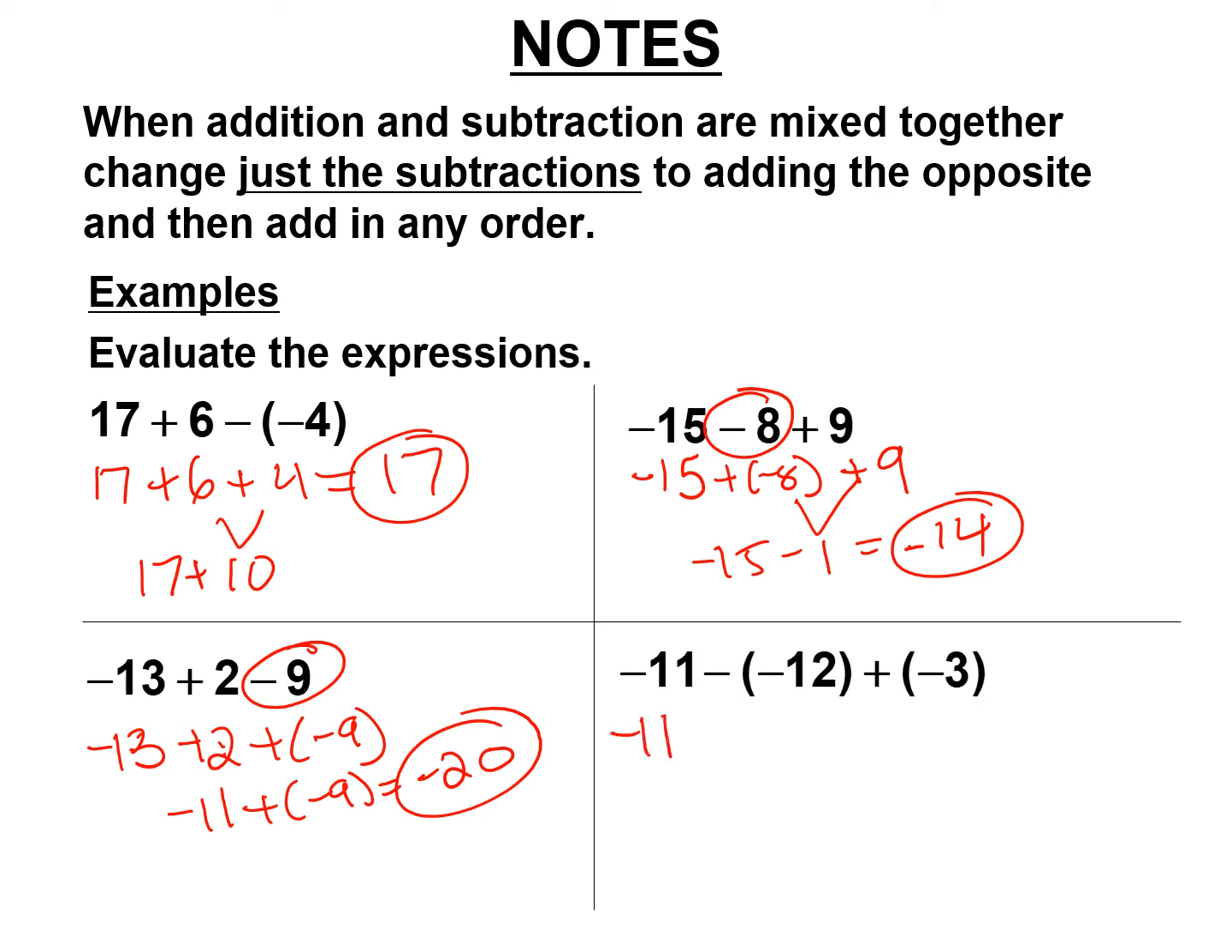First number stays the same. Subtraction becomes adding the opposite. Adding stays the same. Doesn't matter if there are negatives in there, that's adding it, plus negative 3. Negative 11 plus 12, 1. 1 plus negative 3, negative 2.